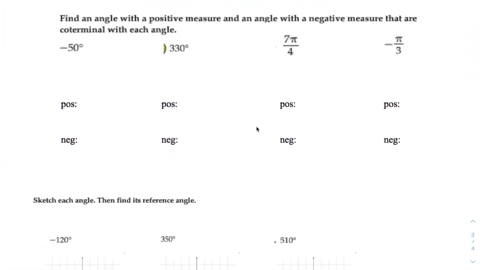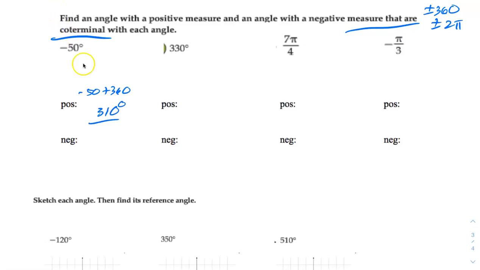Let's move on. Find the angle with the positive measure and angle with the negative measure that are coterminal with this angle. Remember, coterminal all that means is plus or minus 360. In radians, that means plus or minus 2 pi, because that's what 360 is equivalent to. With the first one, they want a positive coterminal angle. So I'm going to take negative 50 and add 360 to it. I get 310. Done. So negative 50 and 310 are exactly the same angle. For a negative version, this is already negative, so let's make it more negative. Subtract 360, go around back again. So you get negative 410.